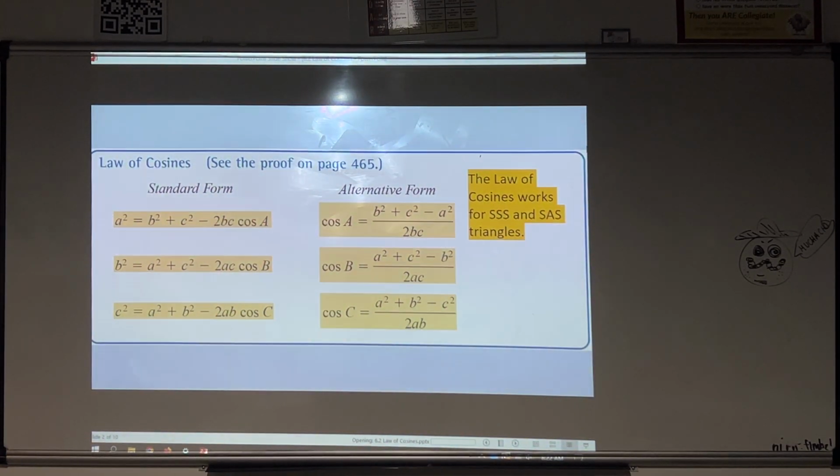Does anybody know off the top of their head which 2 triangles we can use the law of sines for? It's angle, side, angle, and angle, angle, side. 2 angles is law of sines, 2 sides is law of cosines. That's how I remember it. SSS, I have all 3 sides, and that's what we're going to start with today.